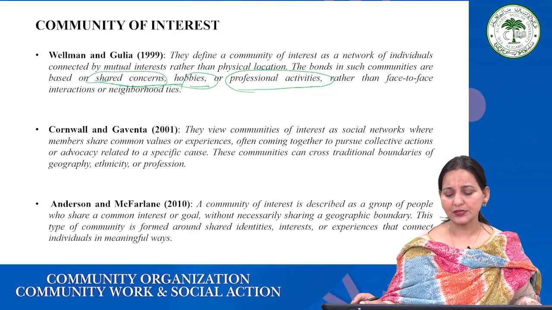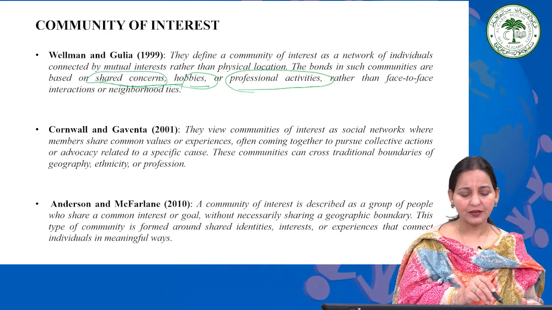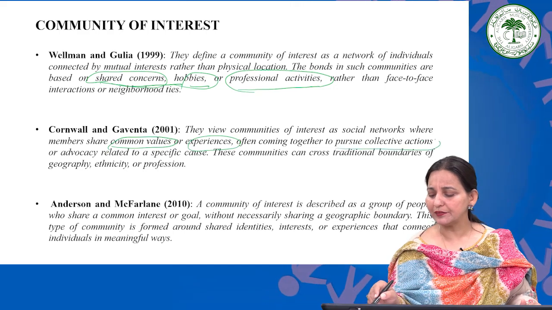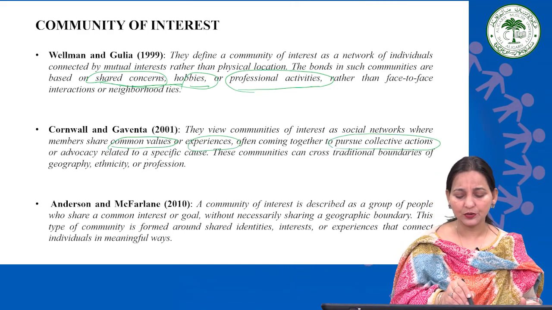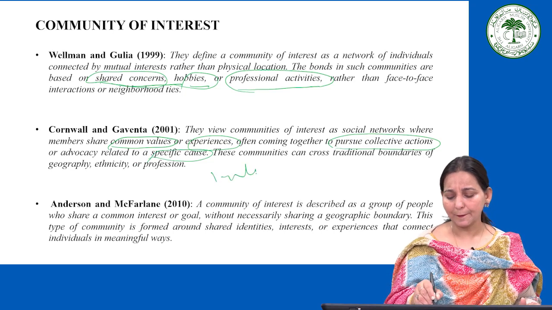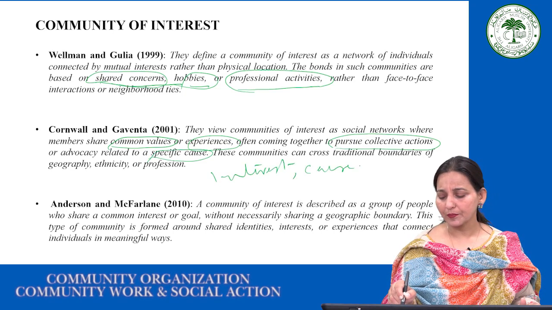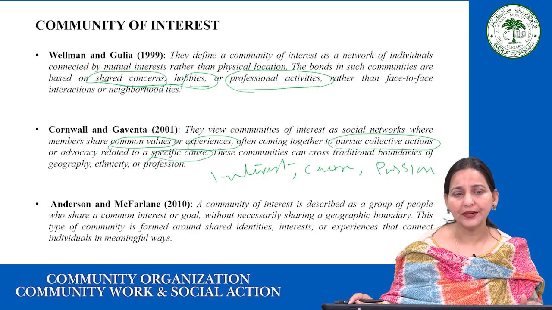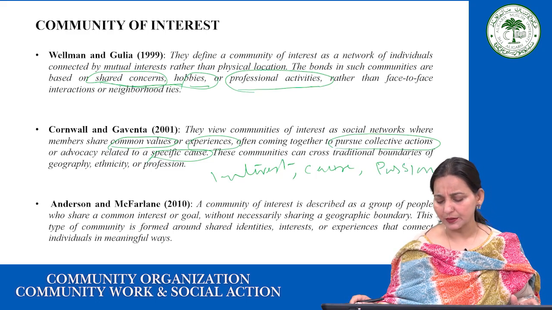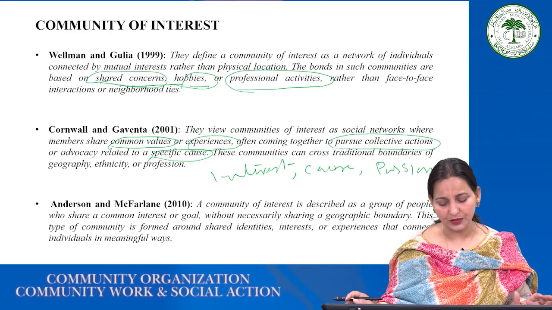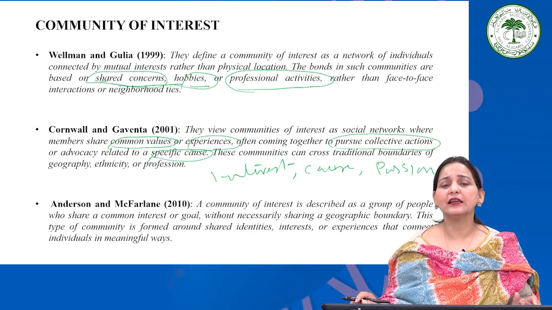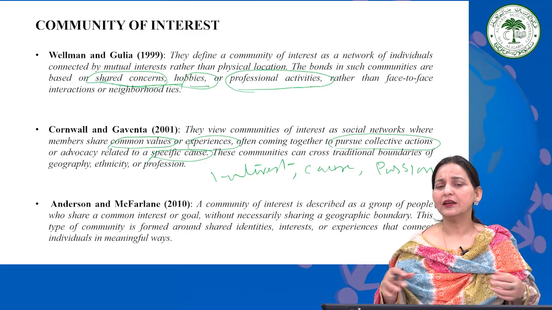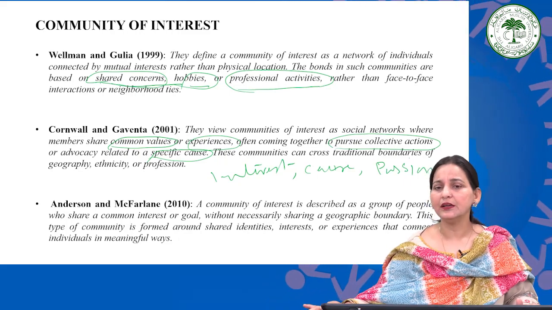Similarly, Cornwell and Giventa have also said that communities of interest are social networks where members share common values and common experiences, often coming together to pursue collective action or advocacy related to a specific cause. So here interest, cause, passion, these all matter, right? Anderson and McFarlane say the same: a community of interest is described as a group of people who share a common interest or goal without necessarily sharing a geographical boundary. So all these definitions talk about concerns, hobbies, and sharing things, rather than only face-to-face interaction and physical proximity.